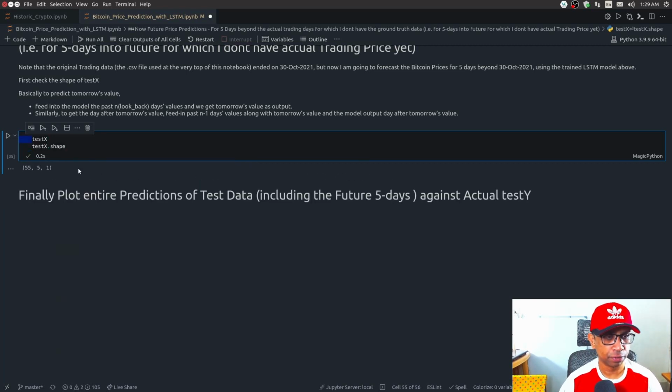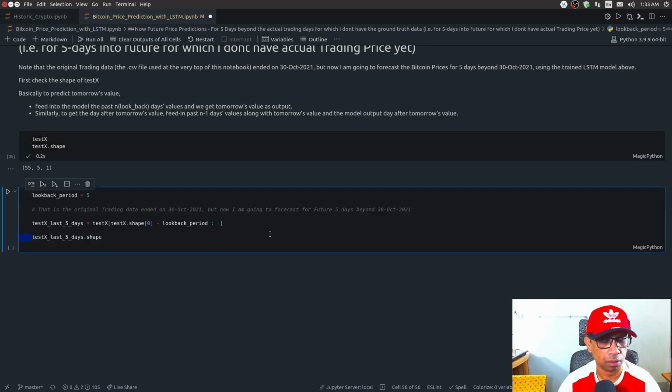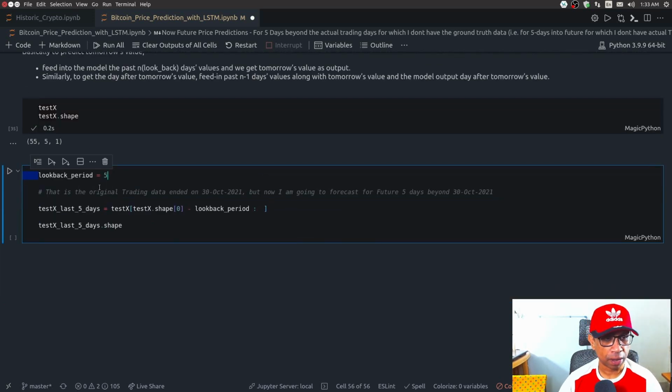Okay, so it's 55 by 5 by 1, and so I have to take the last 5 elements from this three-dimensional tensor, and this is the code. So look back period, I'm defining it to be 5, and one second, let's zoom in a little bit. Yep, look back period is defined to be 5 because I'm looking back 5 previous days.